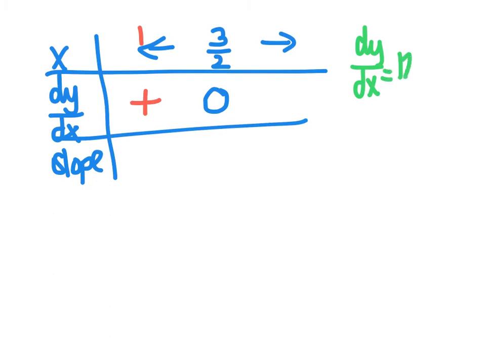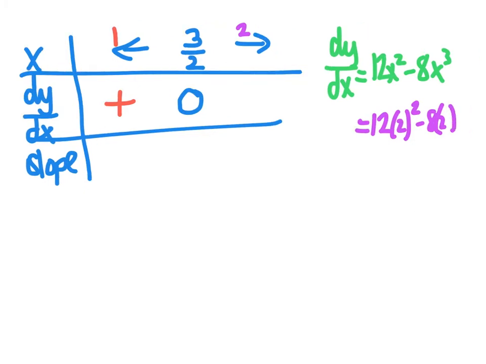I'm going to keep a note of my derivative here because I'm going to use it again. It's 12x squared minus 8x cubed. A little bit more than 3 over 2. I'm going to look at a value of 2. So it's going to give me 12 times 2 squared minus 8 times 2 cubed, which is 12 times 4, which is 48, minus 8 times 8, which is 64, which will give us negative 16. So I've got a negative gradient there.